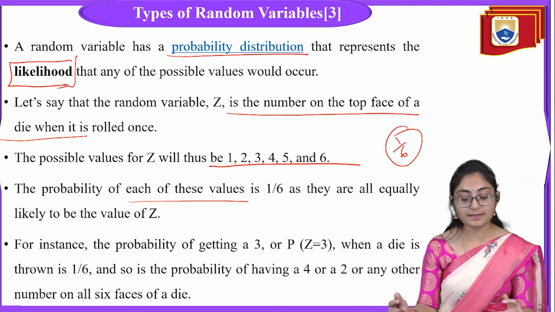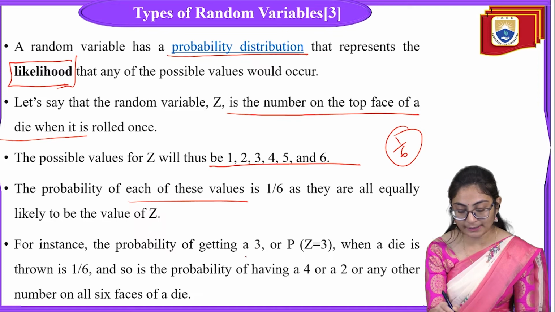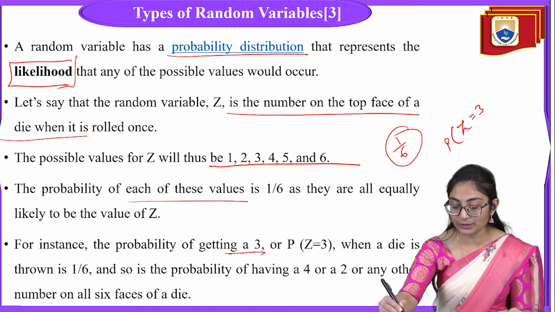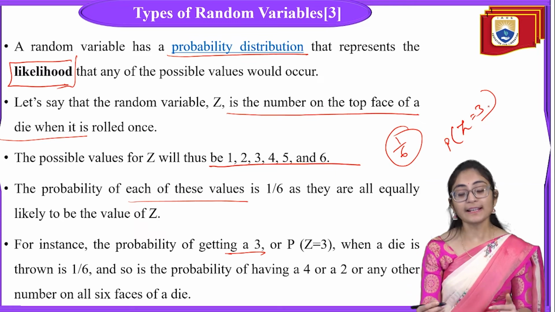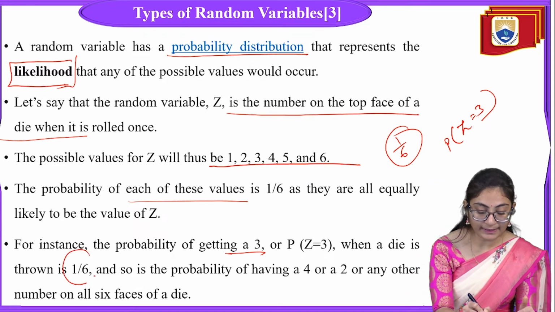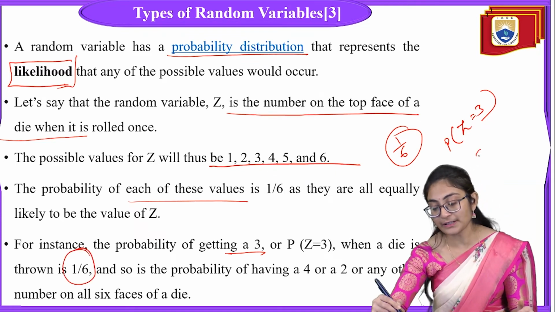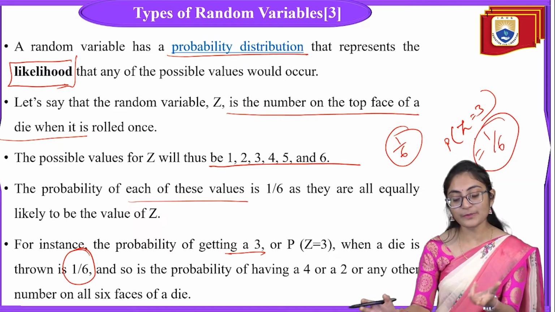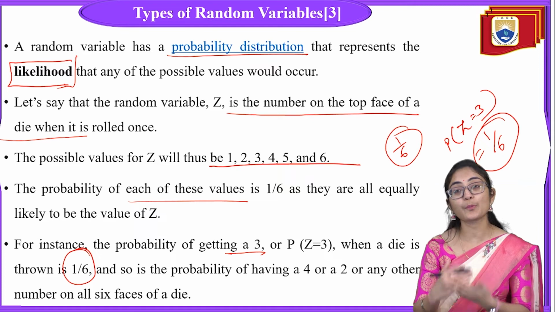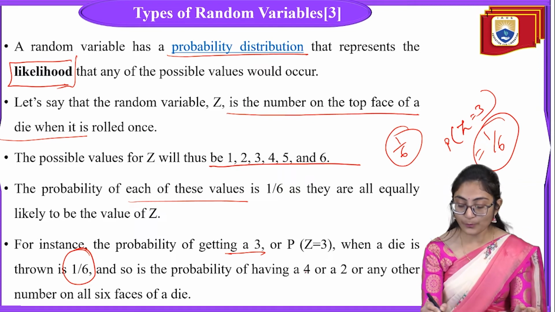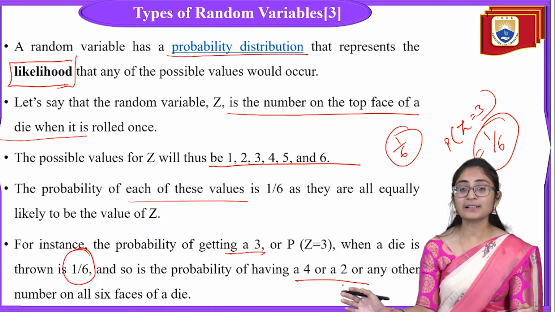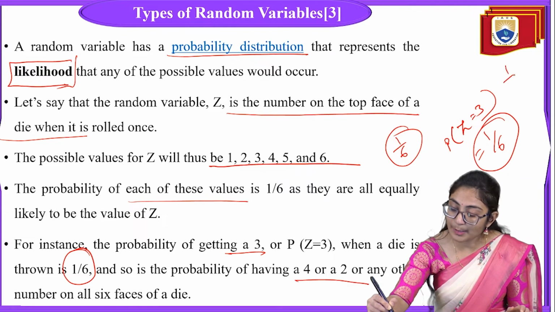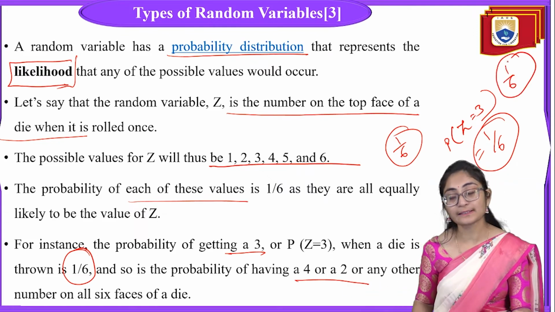So for instance, the probability of getting 3, or we can say the probability of z is equal to 3, when the die is thrown, will be 1 by 6. Definitely we will get the value from the sample space, and so the probability of having a 4 or 2 or any other number on all 6 faces of a die will be the same probability, 1 by 6.